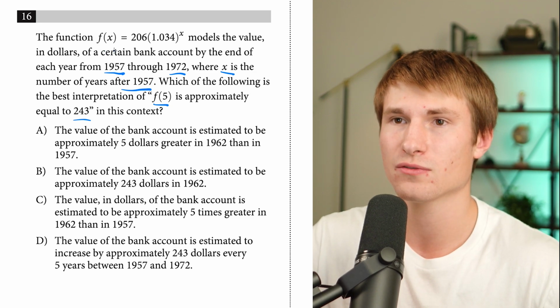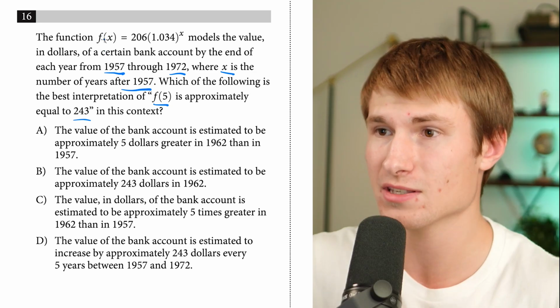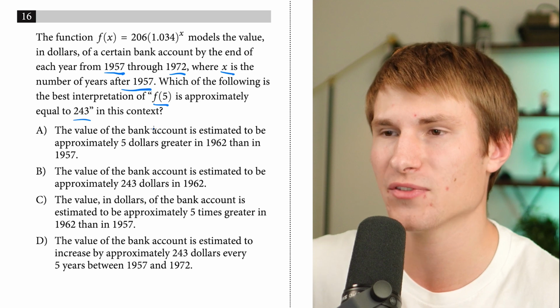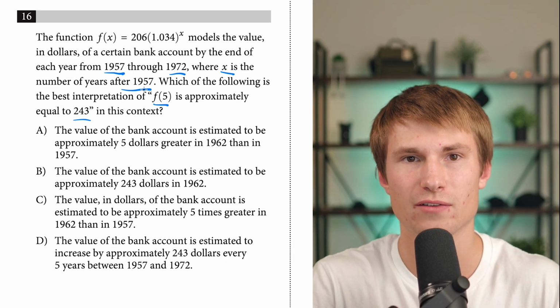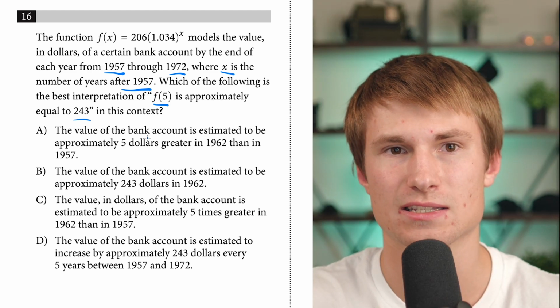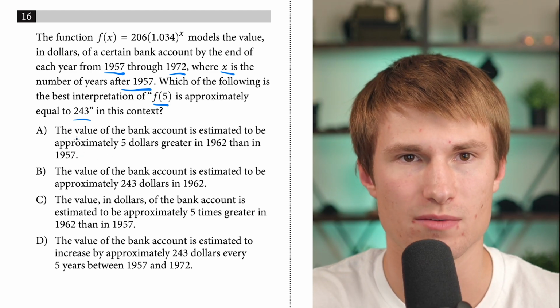Well, we know that 243 is ultimately what the value of f of 5 is. Therefore, that 243 is the amount that is in the account after 5 years after 1957. So that would put us at 1962. Okay, so let's go ahead and find the answer choice that matches up with that interpretation.